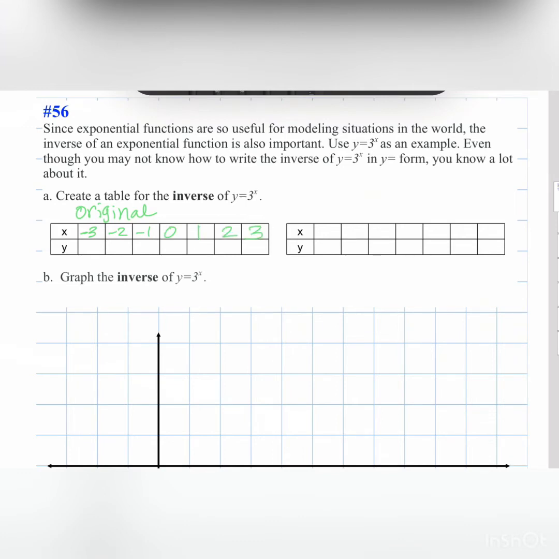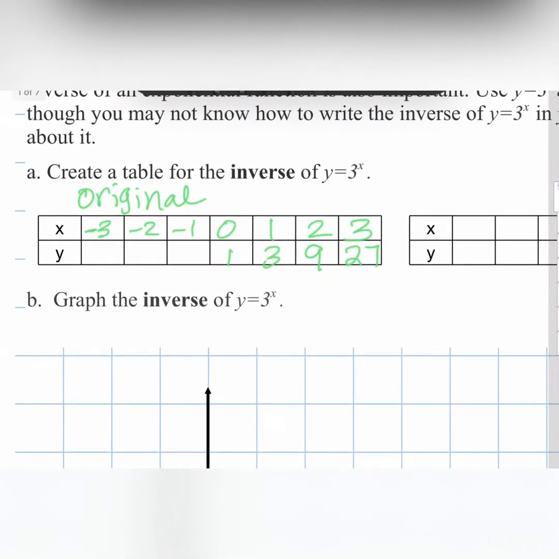I know that 3 to the 0 power, anything to the 0 power, is always going to be equal to 1. 3 to the first is 3, 3 squared is 9, 3 cubed is 27. And then when I'm working the other way, I've got 3 to the negative first, which is 1 over 3. 3 to the negative second is 1 over 9. 3 to the negative third is 1 over 27.